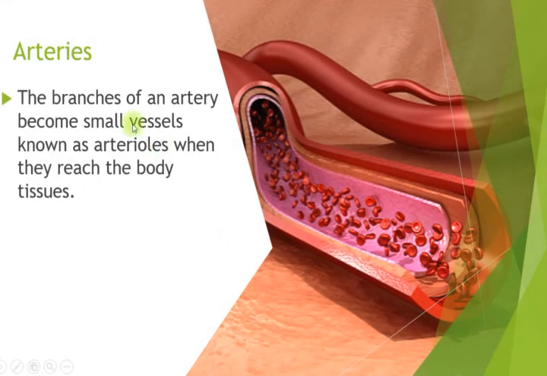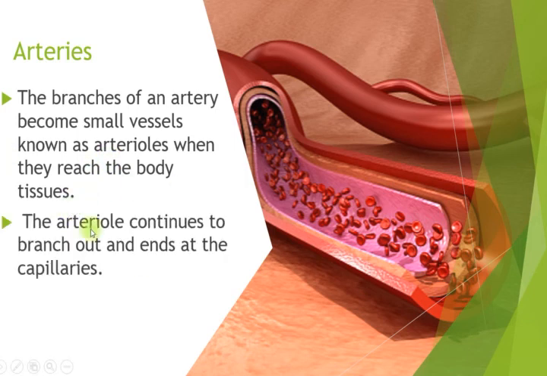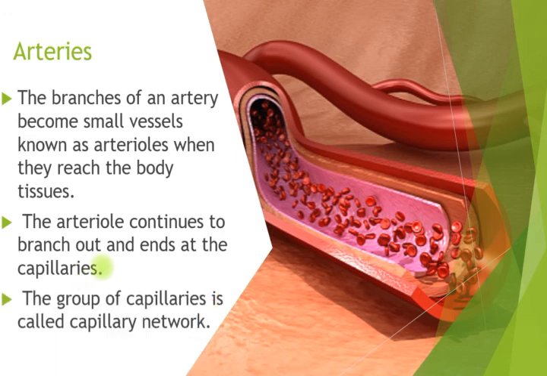Right, the branches of an artery become small vessels known as arterioles when they reach the body tissues. The arterioles continue to branch out and end at the capillaries. So the end of the arterioles is capillaries. The group of capillaries is called a capillary network.